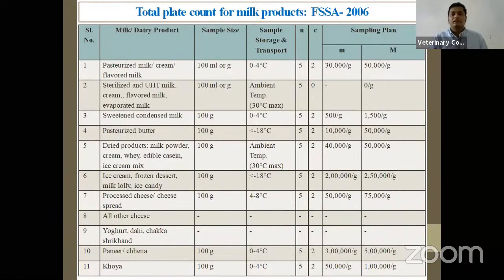Say, for example, there is a truckload of pasteurized milk. Among all of them, you collect 5 units randomly. 5 units, 5 packets, for example. 5 packets you select randomly, or you select 5 crates randomly. From each one you collect one pasteurized milk sample, one packet for analysis.